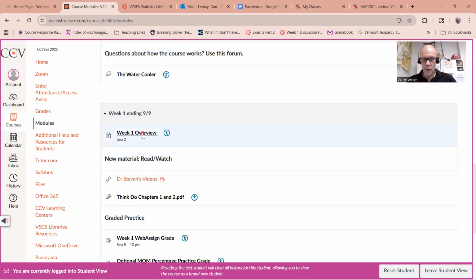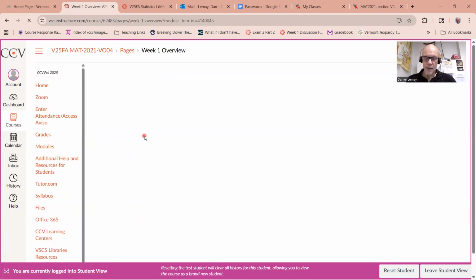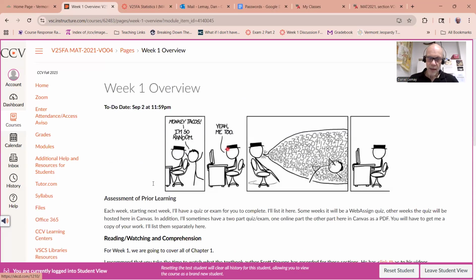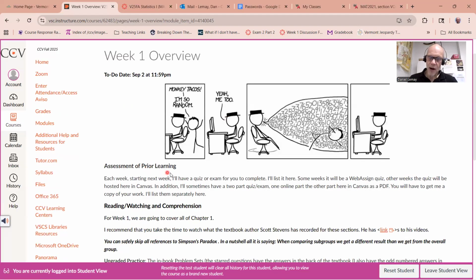See that week one overview? Each week I'll do this. What you're going to do is, if we've got a quiz, I call it the assessment of prior learning because the quizzes are never on this week's work. It's always on the last week's work. And sometimes it's multiple weeks in the past, like for an exam, for example. But check it out.